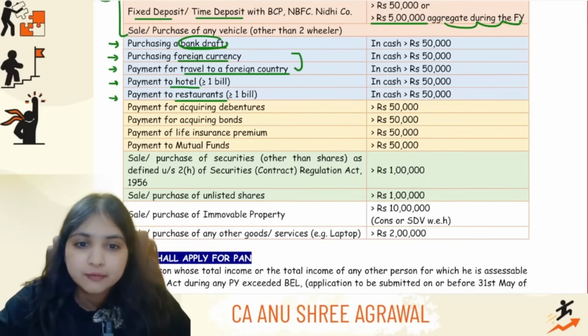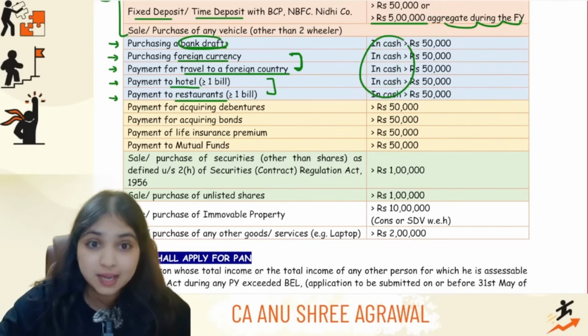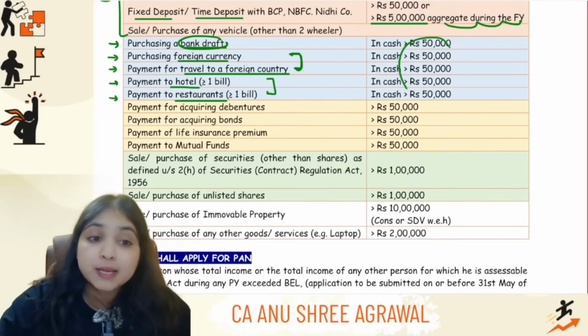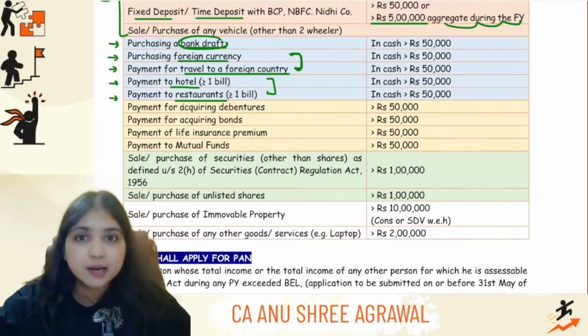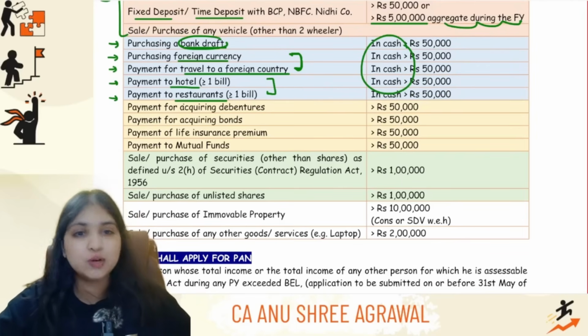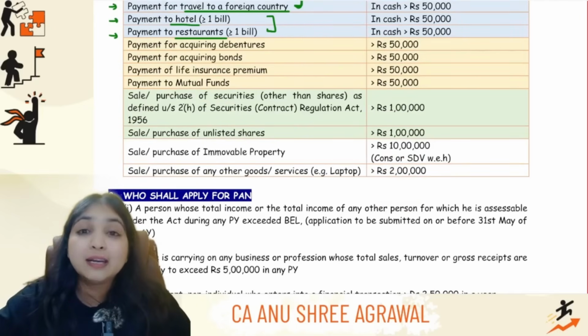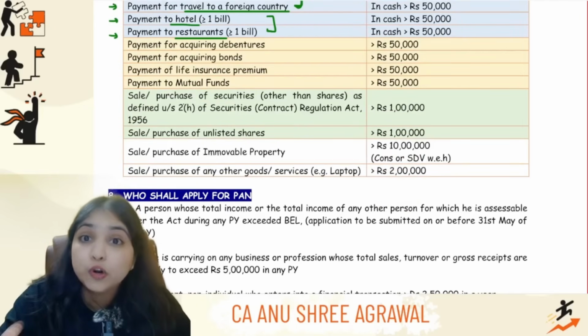Bank draft, then foreign currency, foreign travel, then hotel, restaurant. So in these 5 cases, if you're making the payment of more than 50,000 in cash, only then you have to quote your PAN. If you make the payment of more than 50,000, let's say by check, then you don't have to quote your PAN. Only if the payment is more than 50,000 in cash, only then you have to quote your PAN.